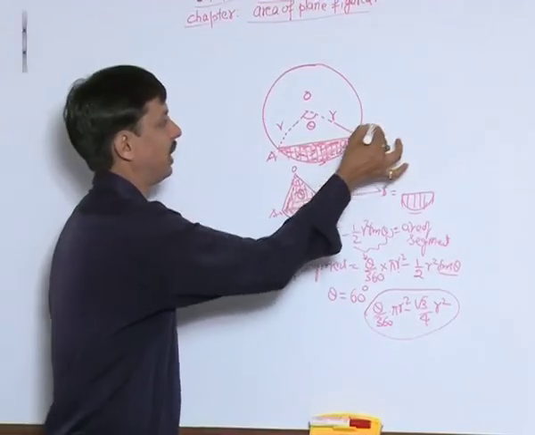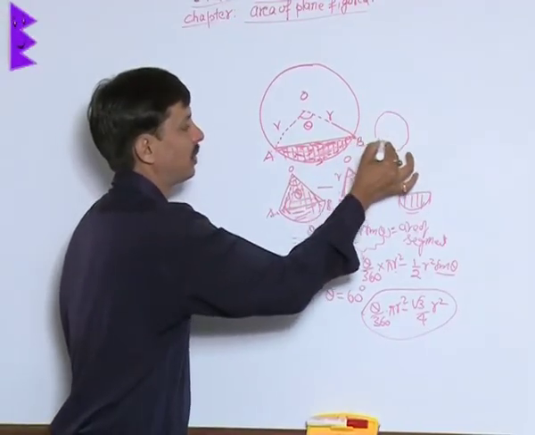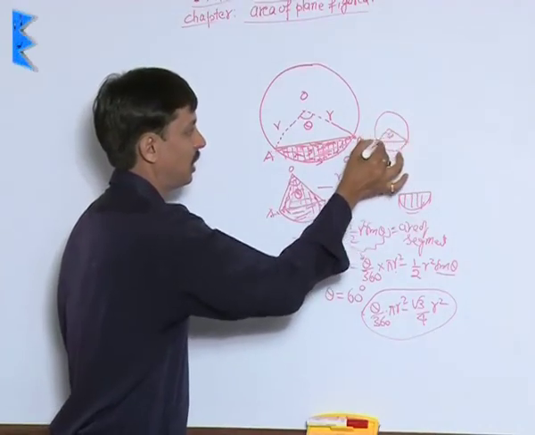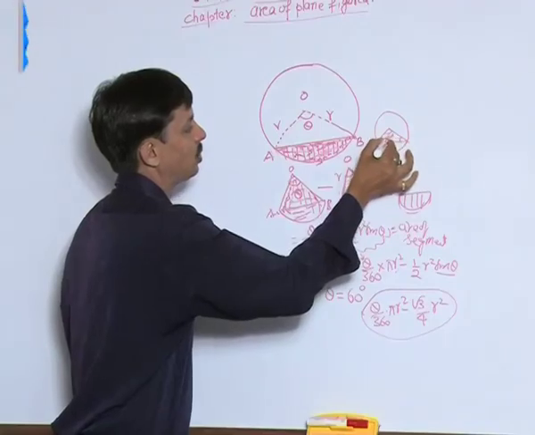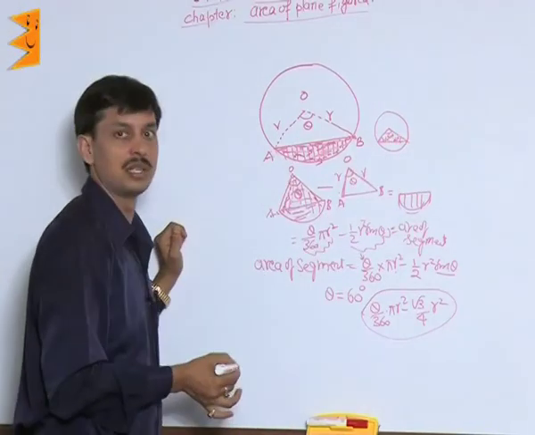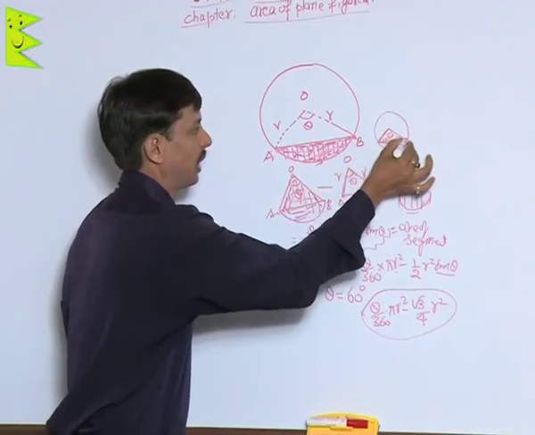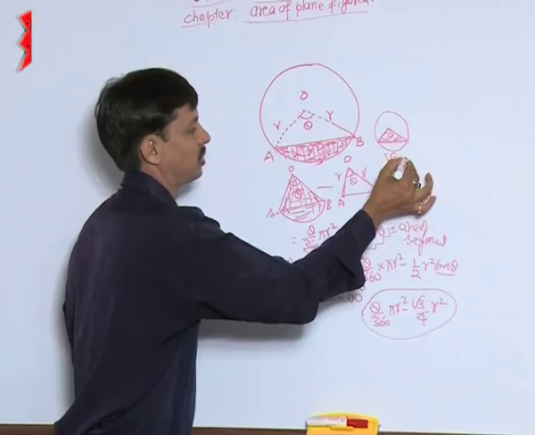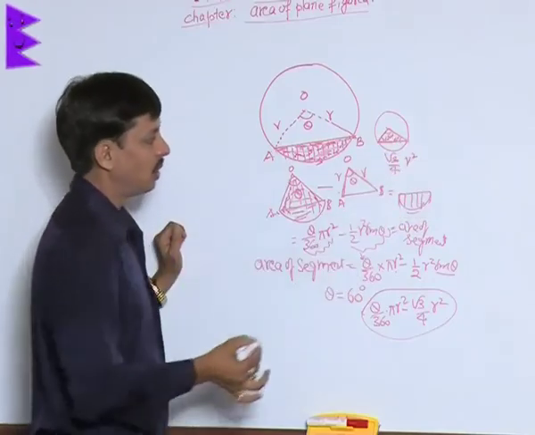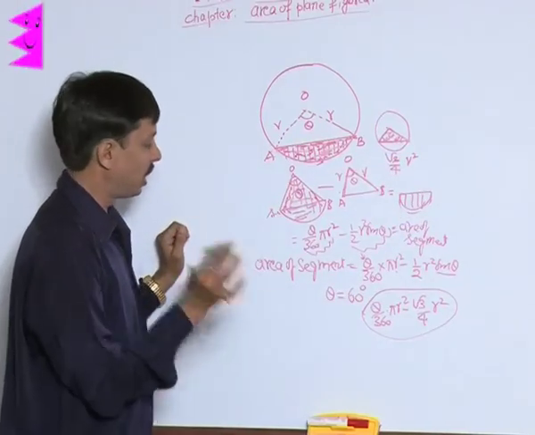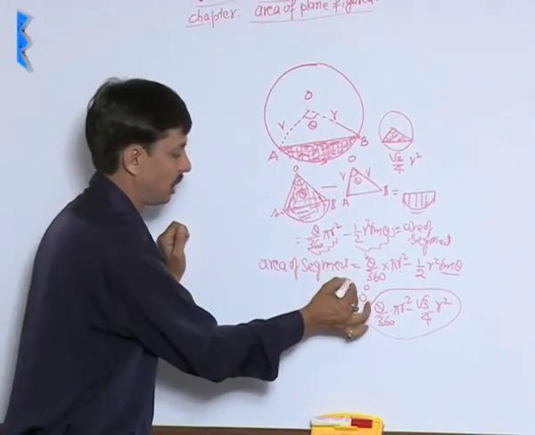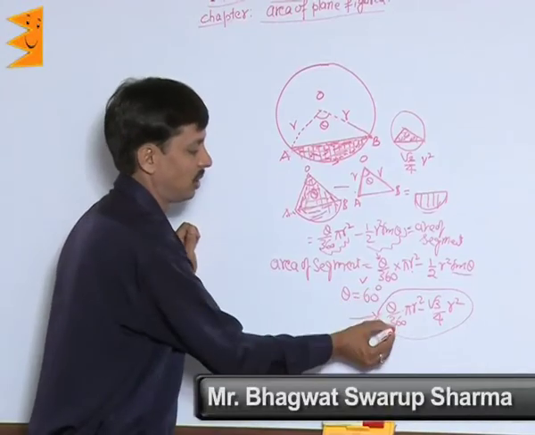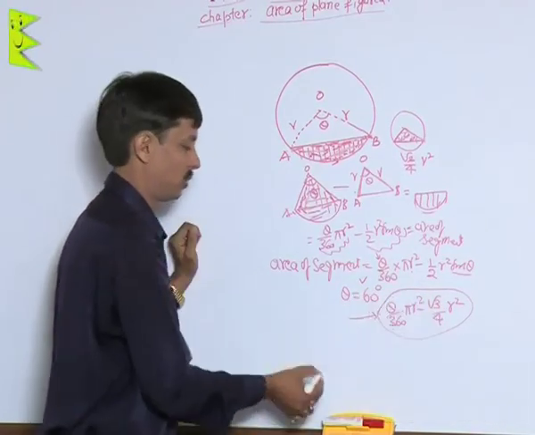Because in case when theta is 60 degrees, you can see this is the chord and this angle is 60 degrees. If this is 60, then these two sides are equal, so these two angles are also 60 and 60. This is an equilateral triangle, and the area of an equilateral triangle can be obtained by using root 3 by 4 side square. The side here is r, equal to the radius of the circle. So the area of the segment when theta is 60 degrees is always calculated by using the formula theta by 360 pi r square minus root 3 by 4 r square.